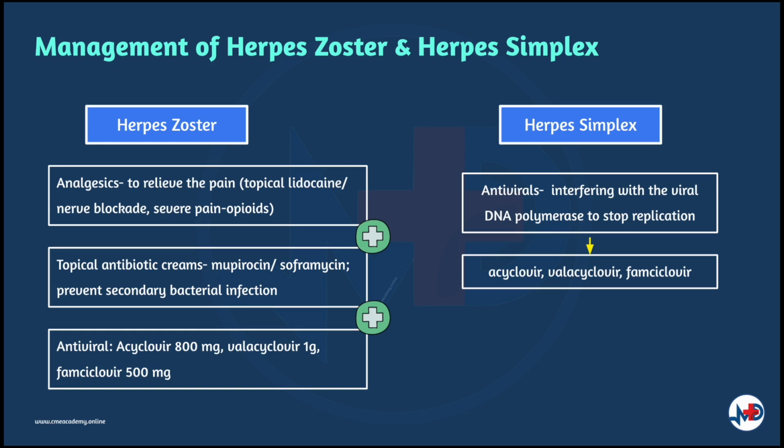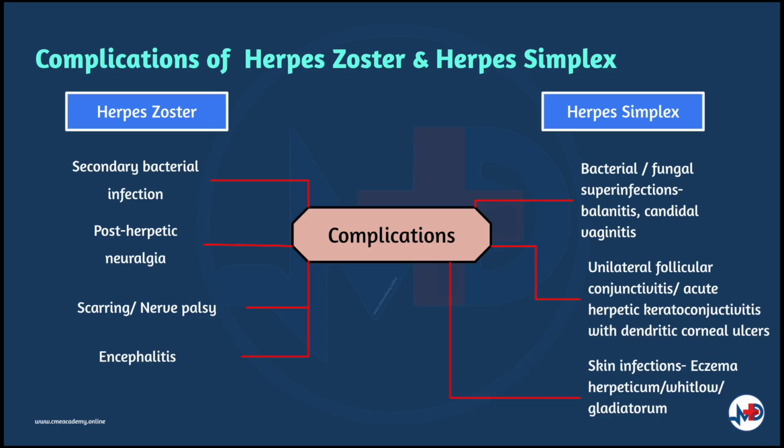Herpes simplex virus, on the other hand, can be managed with either oral, intravenous, or topical antiviral therapy such as acyclovir, valacyclovir, and famciclovir. For herpes simplex infection, the complications are based on some features. If there are bacterial and fungal superinfections, the complications may include balanitis or candidal vaginitis. Patients may also develop unilateral follicular conjunctivitis or acute herpetic keratoconjunctivitis with dendritic corneal ulcers. Lastly, patients may have skin infections such as eczema herpeticum, herpetic whitlow, and herpes gladiatorum.